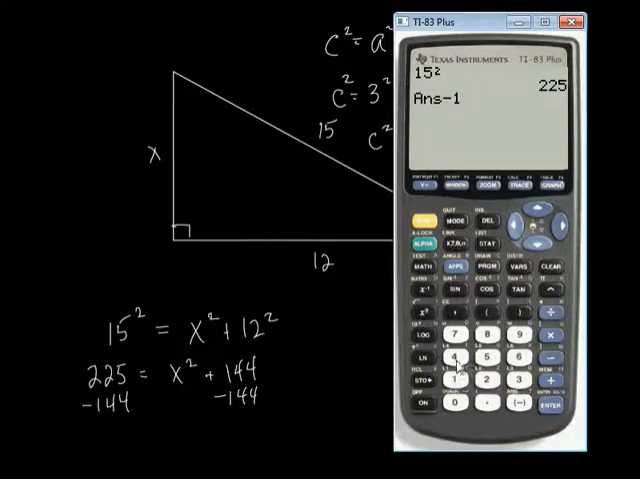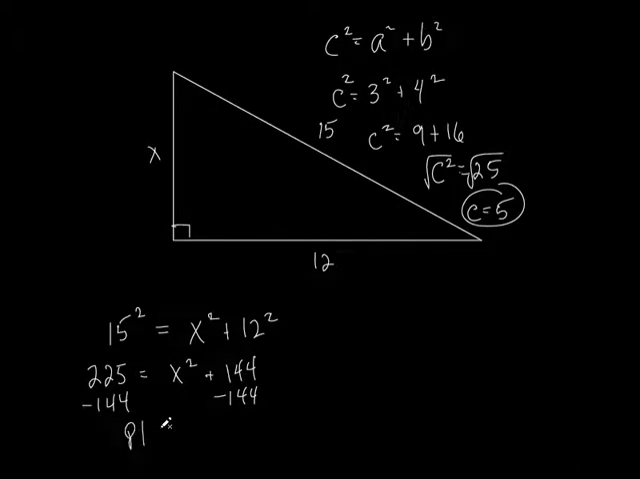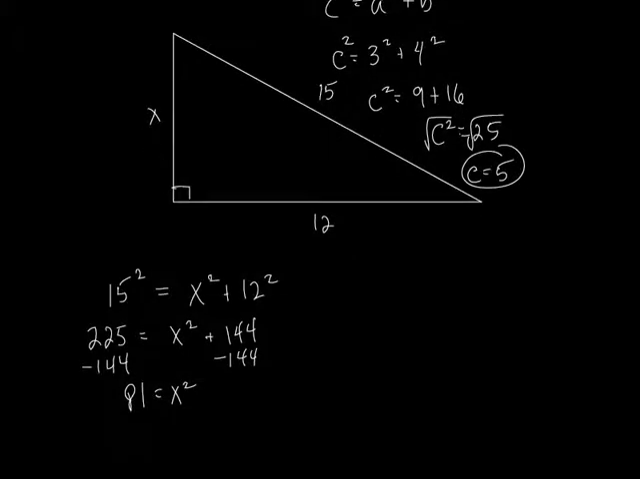225 minus 144 is 81. So 81 equals x squared. I didn't really need a calculator, but I used one. Now square root both sides, and x is 9, just like we said it was. Wasn't it a lot easier recognizing it was an actual 3, 4, 5 triangle? But this still worked, didn't it? That's the key. If that 3, 4, 5 triangle makes no sense to you at all, that's okay. You can still solve for it with the Pythagorean theorem.